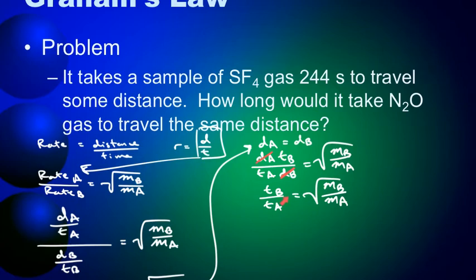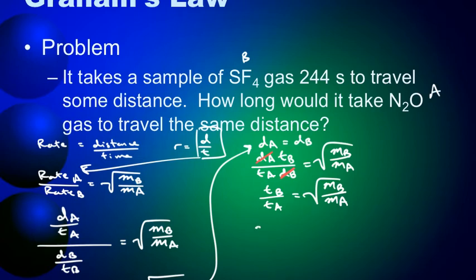Notice how this equation is different than the one with rate. With rate, it was rate A over rate B. And with time, it's now time of B over time of A. So make sure we're paying attention to what sort of numbers we're being given to start with. And now we're going to make SF4 our B gas and N2O our A gas.